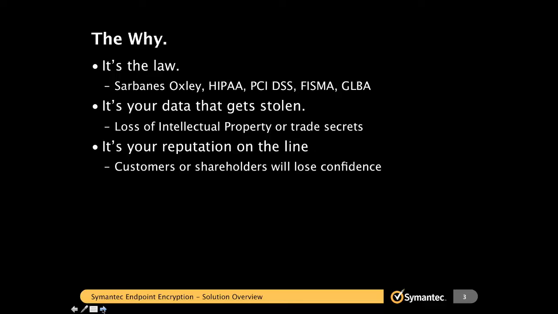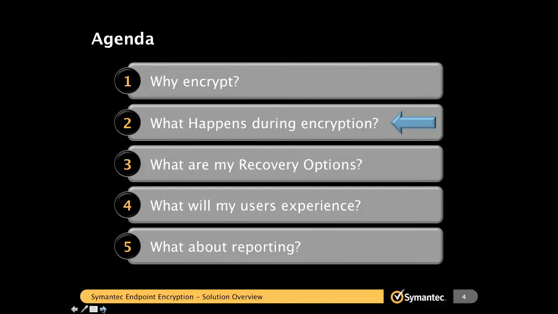Secondly, it's your intellectual property, your trade secrets, your data. That's what's at risk for getting stolen. And along with the actual loss of assets, there's also the loss to reputation. So all of these things go into why you'd be looking for some sort of an encryption solution.